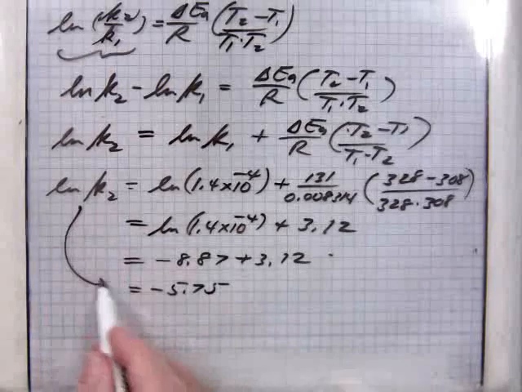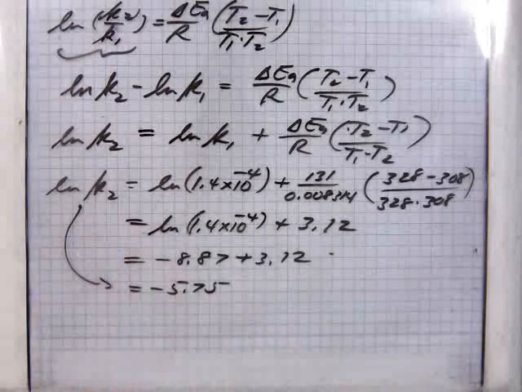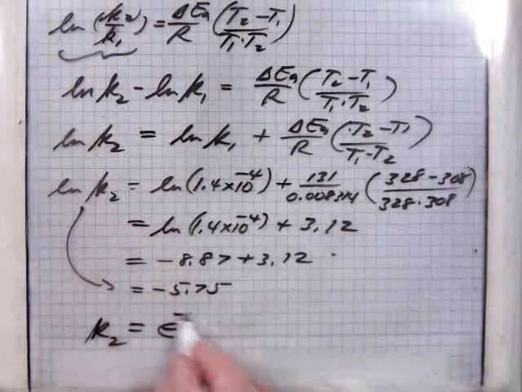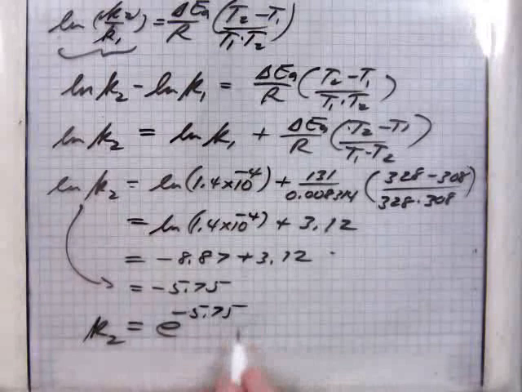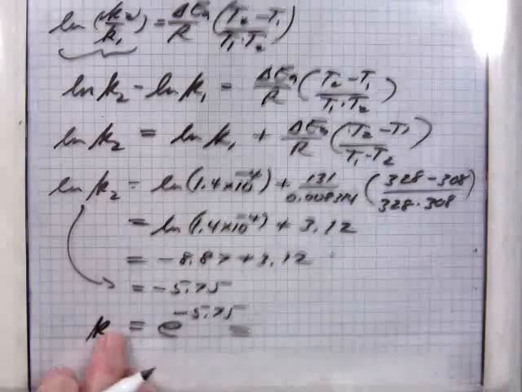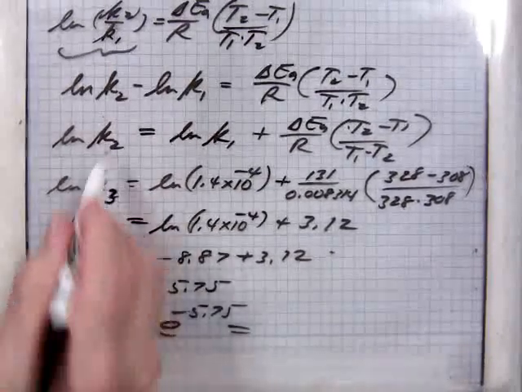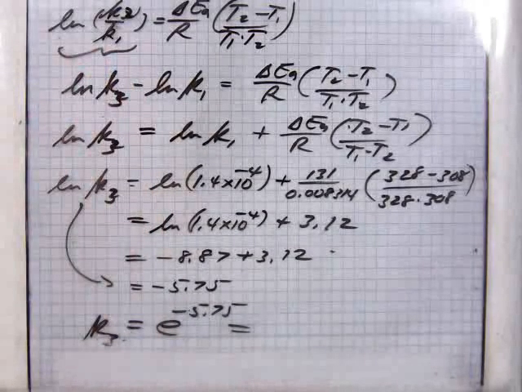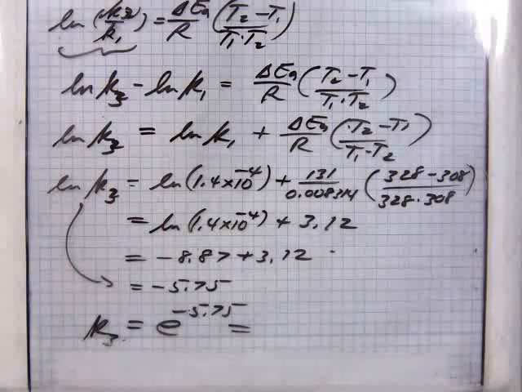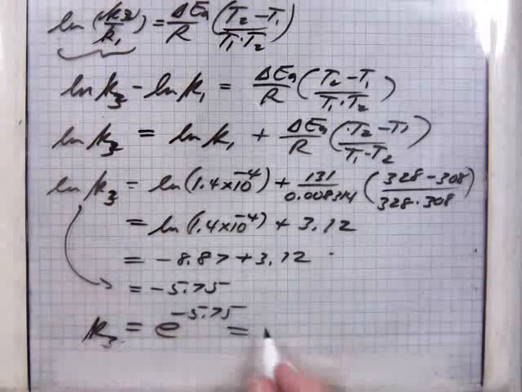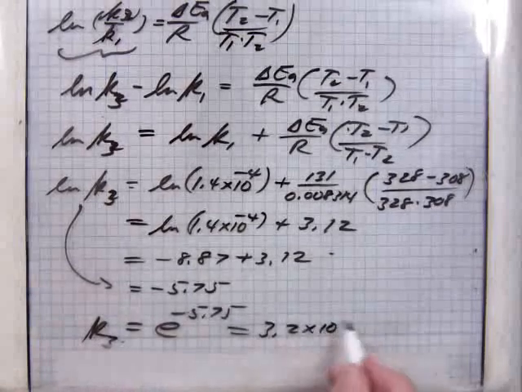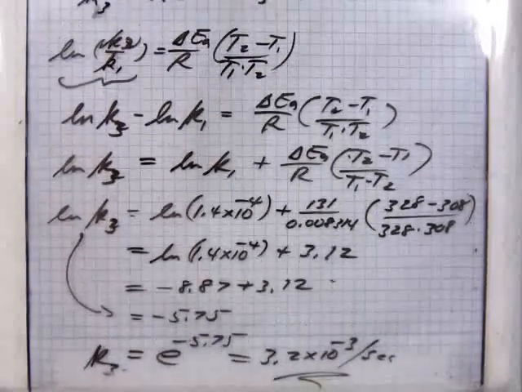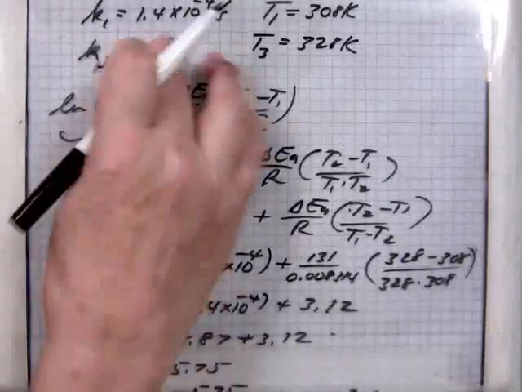Now remember, that is an ln of K2. So what you're looking at is taking the analog of this, which is e to the minus 5.75. So, second e to the x, second scientific, I got 3.2 times 10 to the minus 3 per second, which is a nice increase from, well, I'll put it up here.